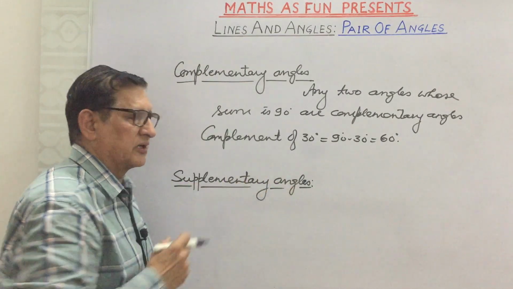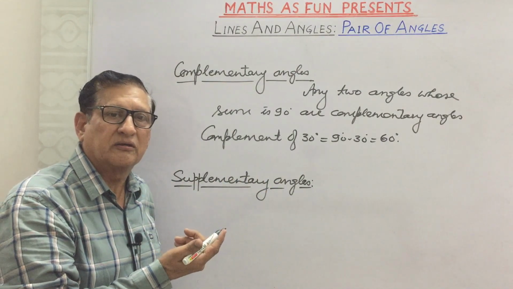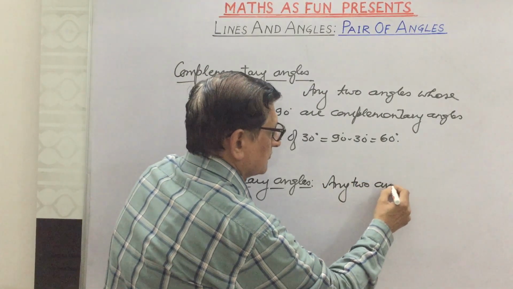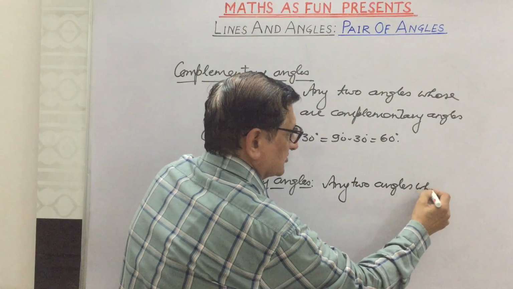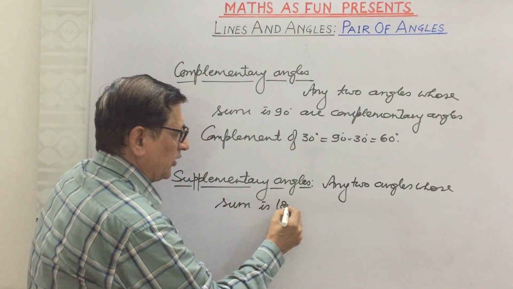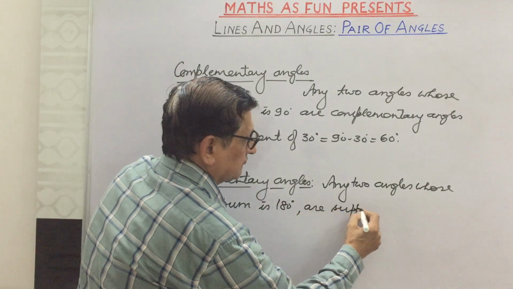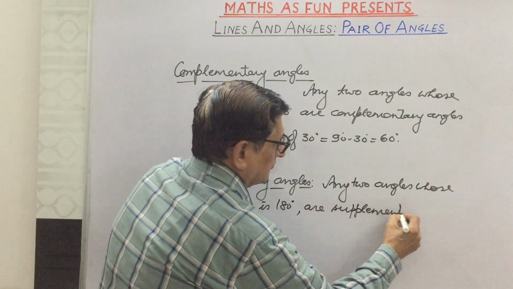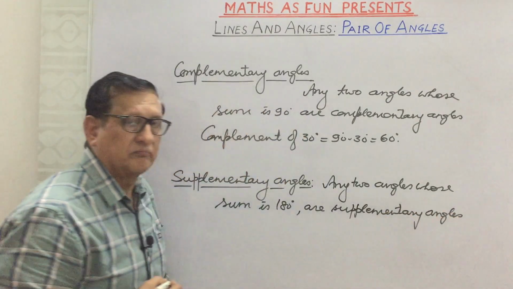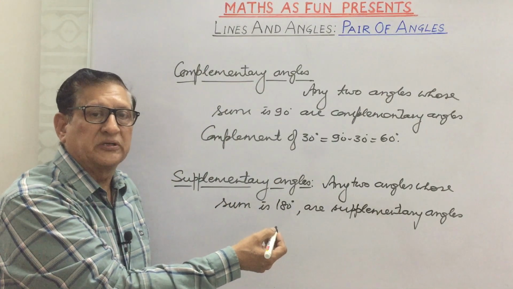Similarly, supplementary angles. They are any two angles whose sum is 180 degrees. So we can write any two angles whose sum is 180 degrees are supplementary angles. Here also they are known as supplements to each other.